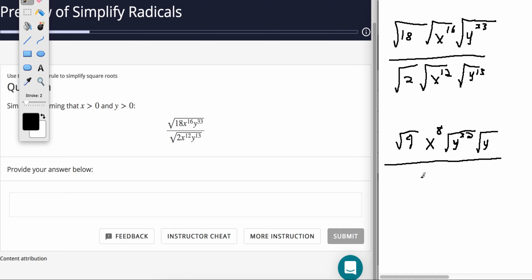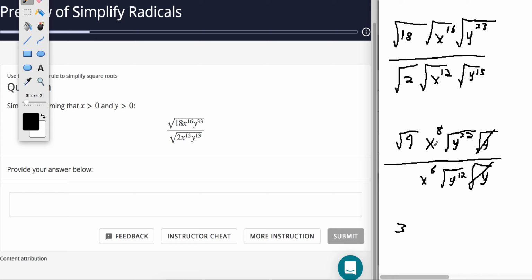Square root of x to the 12th is x to the 6th, because 1/2 times 12 makes 6. And then do the same thing with square root of y to the 13th. That's square root of y to the 12th, and then square root of y. Okay, so this one's going to simplify nicely. That's gone, right? We got square root of 9 makes 3.